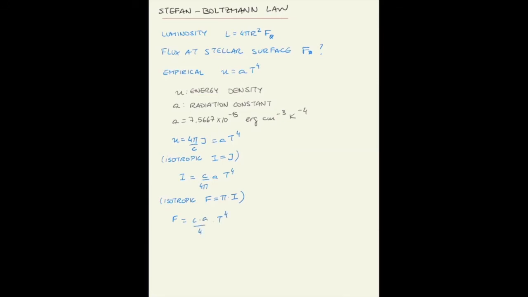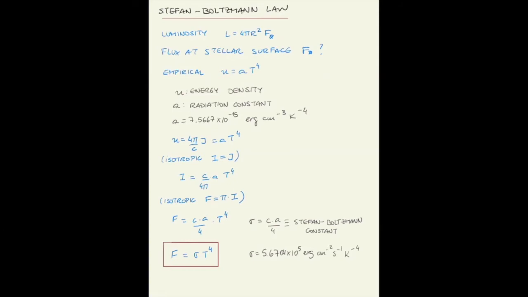And again, substituting that, we find that the flux is equal to c times A over 4 times the temperature to the fourth power. Now we can define a constant called sigma, which is equal to the speed of light times the radiation constant over 4. Based on that, we write that the flux is equal to sigma T to the fourth power. This result is known as the Stefan-Boltzmann law, and sigma is the Stefan-Boltzmann constant. Its value is 5.67 times 10 to the minus 5 ergs per square centimeter per second per Kelvin to the fourth power. Right, pretty good. But what does it have to do with stars?